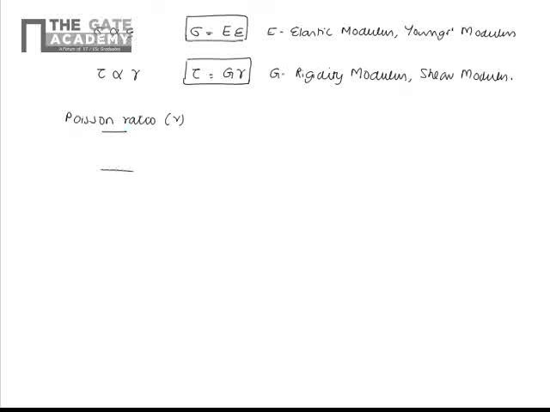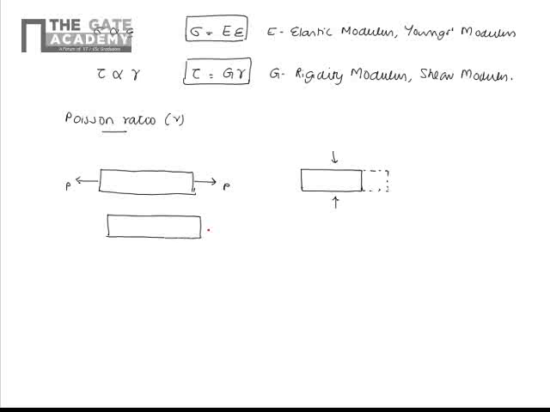When a material is loaded axially, we have seen that it elongates in the axial direction like this. But in addition to elongation, there is a contraction in the lateral direction. That is, in the lateral direction, there is a contraction. So, if I take the initial specimen like this, after application of load, this gets elongated, but it comes down.